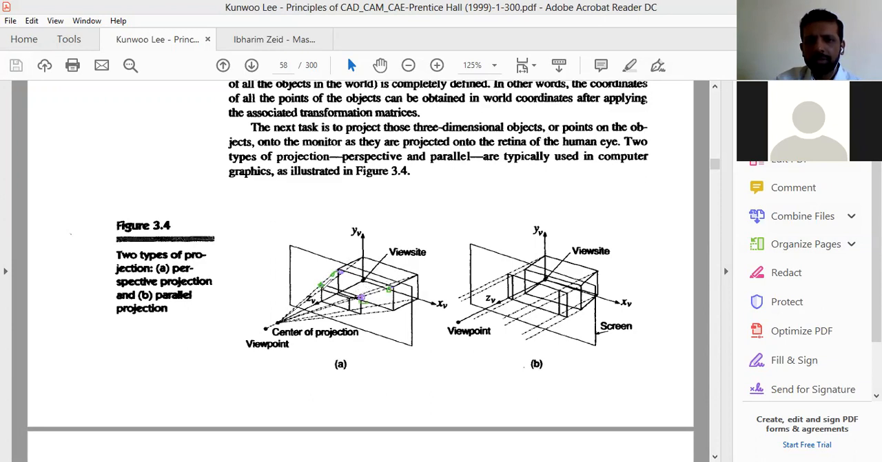So what is going to happen is that the size has been considerably reduced. Every point is going to be reduced to the same extent. So ultimately we get a diminished image, okay, which is nothing but the perspective drawing.